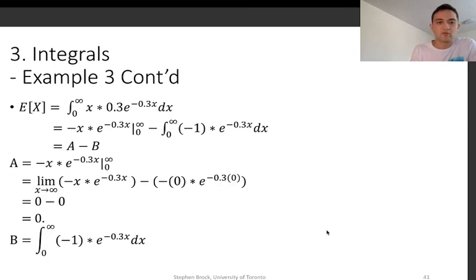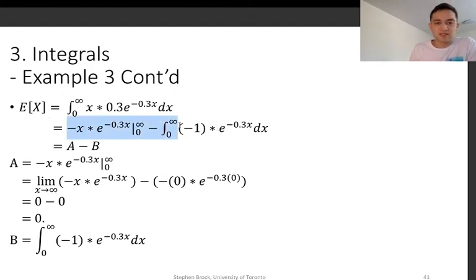Now we can plug these values into our equation. Using our integration by parts rule, we get negative x times e to the negative 0.3x from 0 to infinity, minus the integral from 0 to infinity of negative 1 times e to the negative 0.3x dx. The integration we have to do is a lot easier now because we only have one x, so we did it right. If we ended up with a bunch of x's, or our term got more complicated, then we made a mistake, and we would need to reevaluate what we assigned to u and dv.